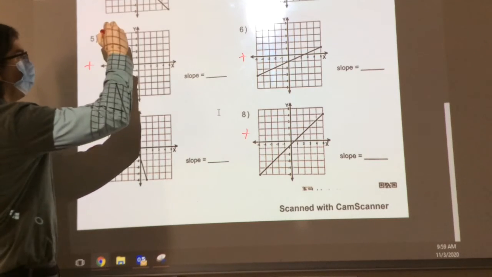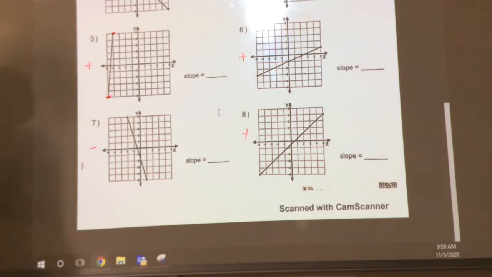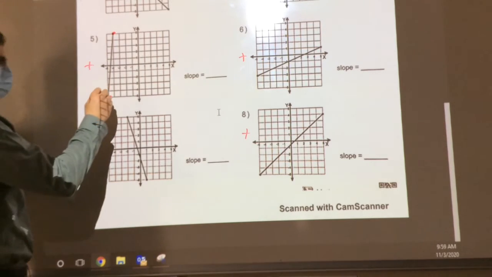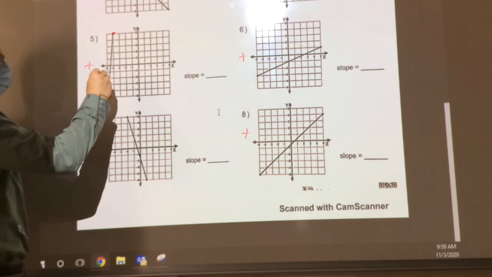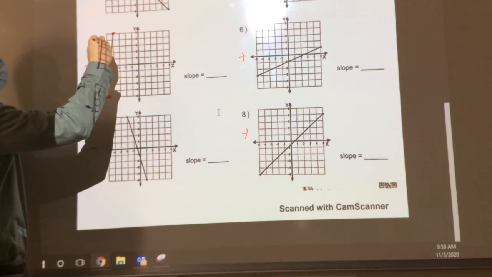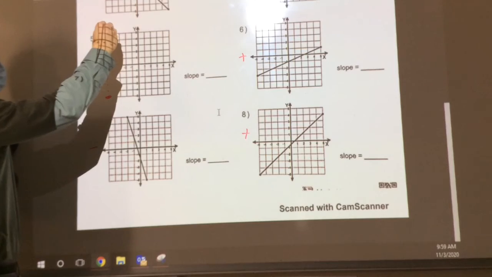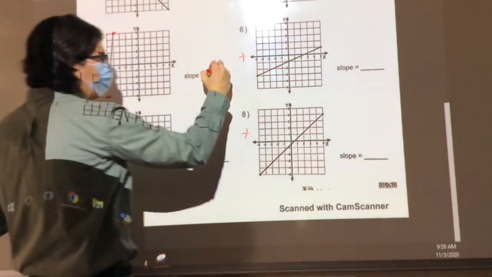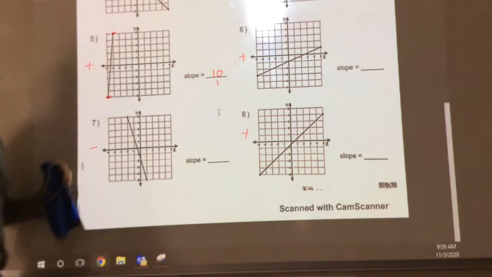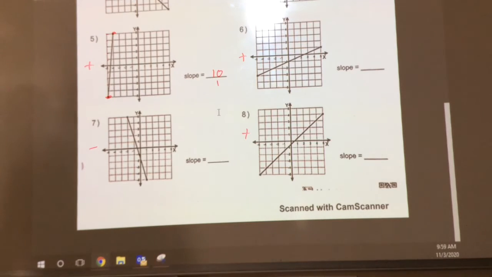Okay, now, I'm gonna look for points. I think the only two that I have on here are the top and the bottom. Can we agree with that? Everything else is just crossing through stuff. So if I start here, I'm gonna go up 1, 2, 3, 4, 5, 6, 7, 8, 9, 10 over what? So my slope is 10 over 1. Are you okay with that?